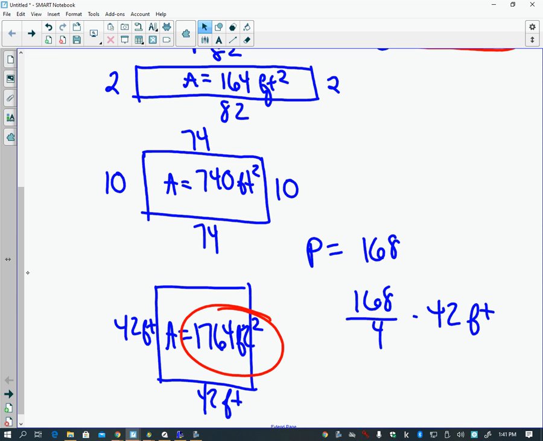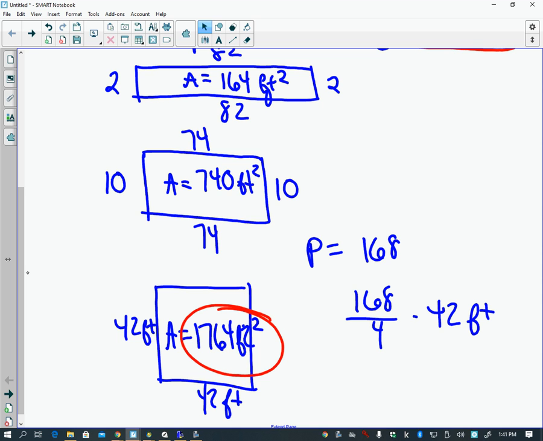So the closer that your shape gets to being a square, the greater the area. So we take 168 and divide it by 4, and that assures that I'm going to get sides that are all the same length. And then if I take my length times my width, I find out what my area would be for that perimeter. Does that make sense? Okay, so if I take 168 and divide it by 4, that gives me 42, which shows me that each side is 42.